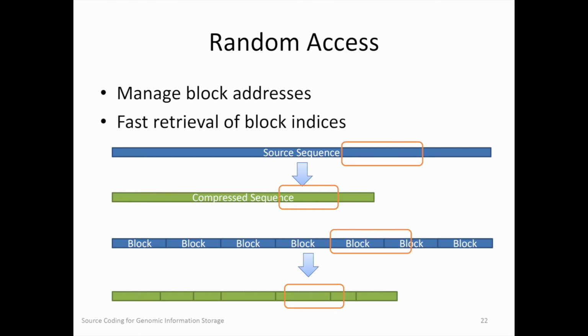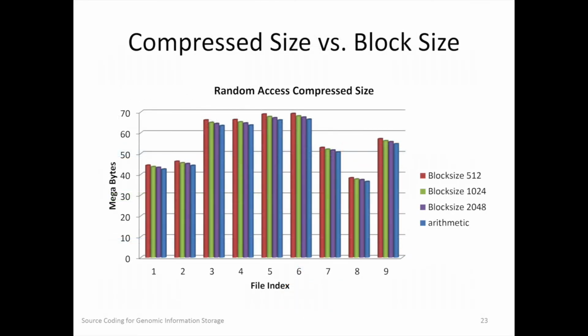As a result, if the user asks for a specific location, you have to be able to quickly retrieve which block it actually corresponds to. So here we compare how much we gain if we use a larger block size in terms of code rate, but also how much we lose in terms of access time.